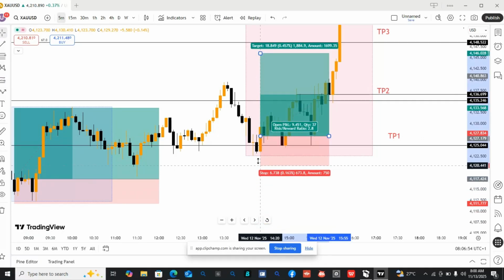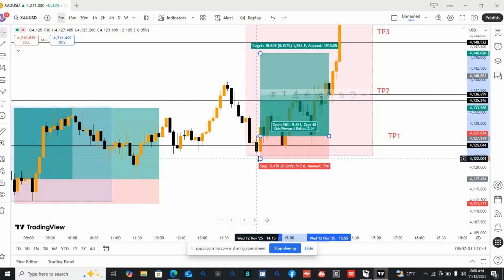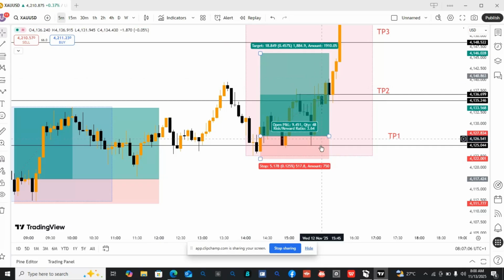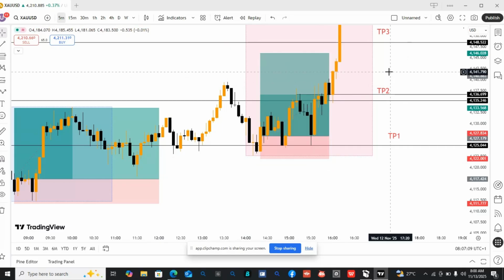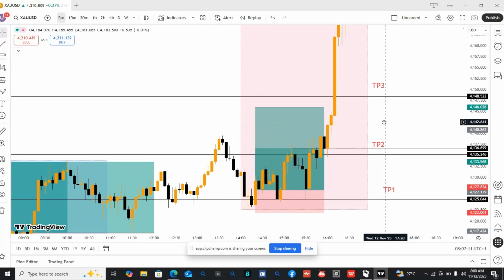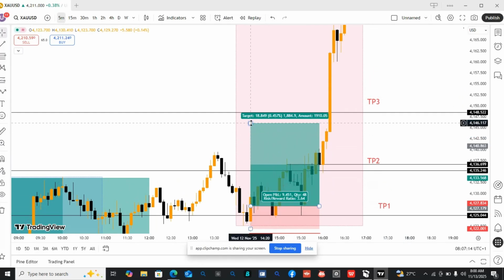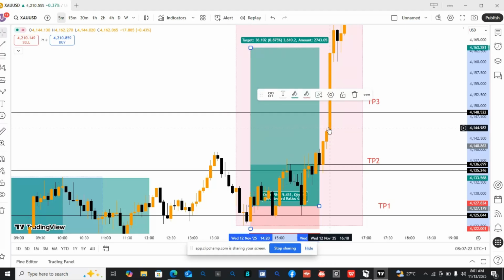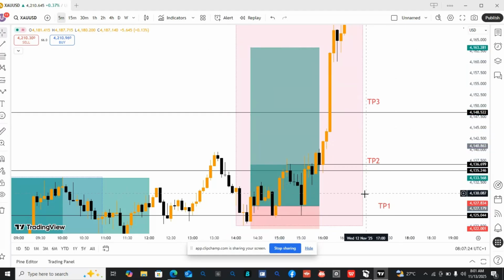Stop loss below the zone. My stop loss was at 4122. That was my stop loss. And my take profit was 4163. That was my first take profit. 4163 was where I put my first take profit. Around this zone was where my first take profit closed. So I opened two positions, and the first one hit take profit, and the second one I closed manually.